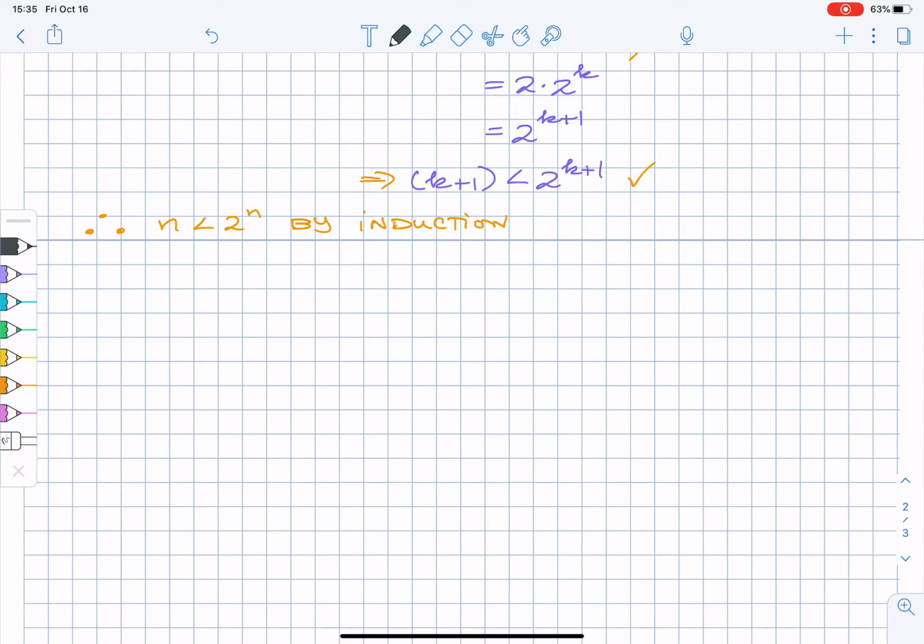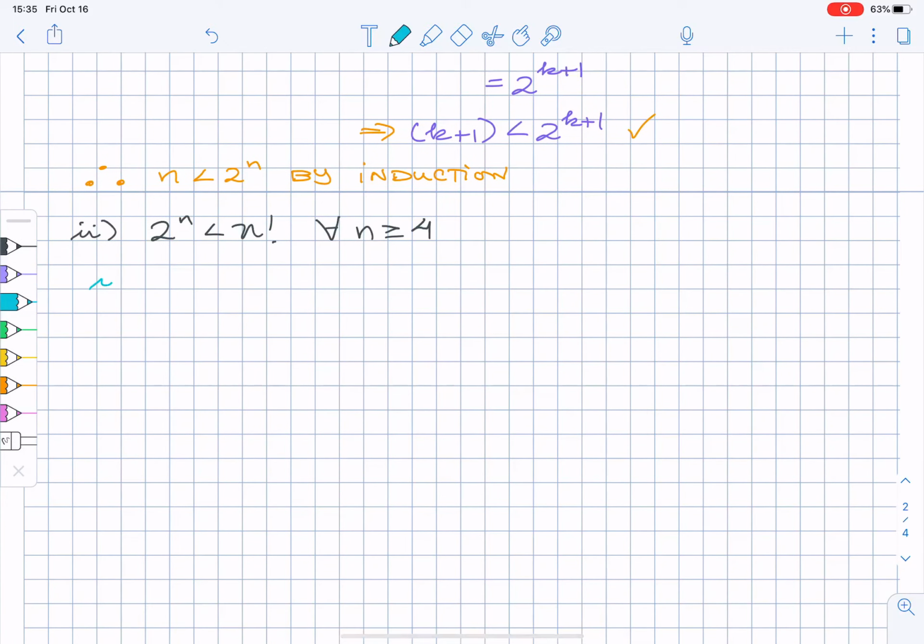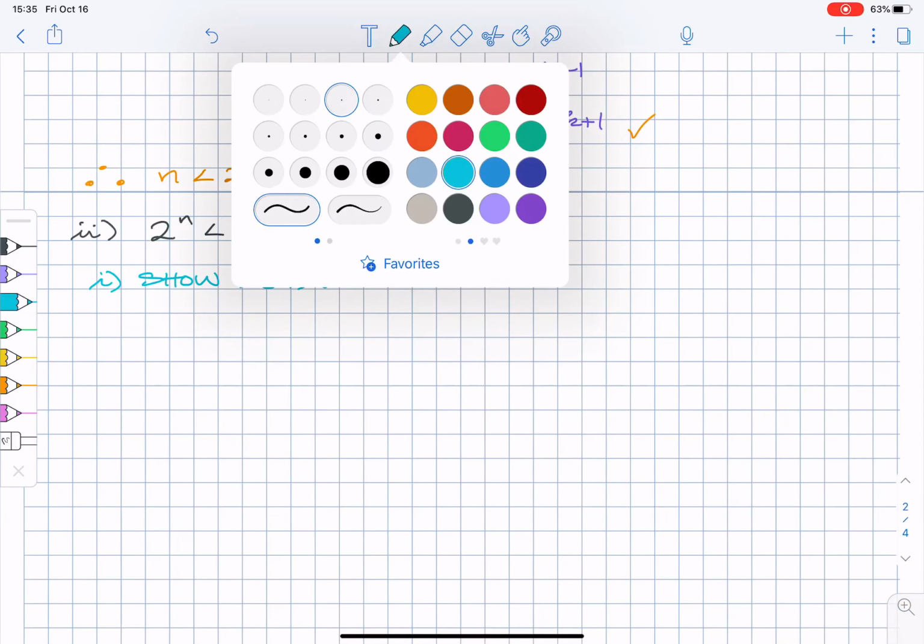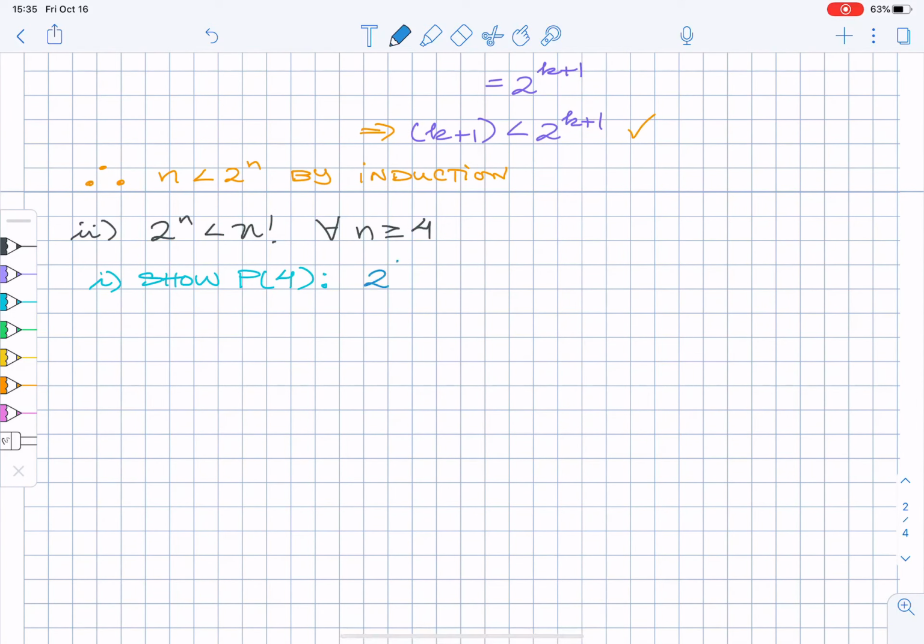Okay, let's do another one. Number 2. Something similar. How about 2 to the n is strictly less than n factorial, but now we want it for all values of n greater than or equal to 4. So now the first step starts at 4, because that's the place where this inequality starts. So we have to show now p at 4, the first term, is true. So is 2 to the 4th less than 4 factorial?